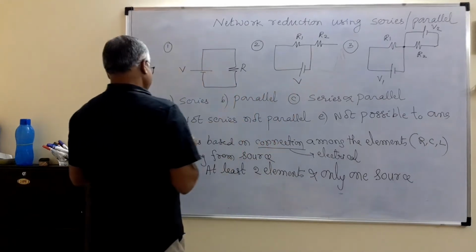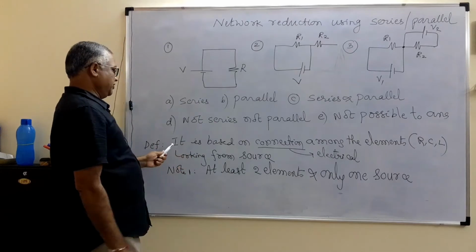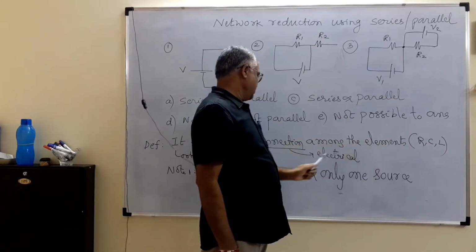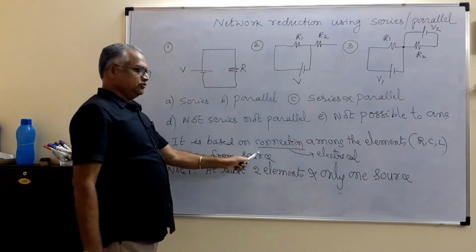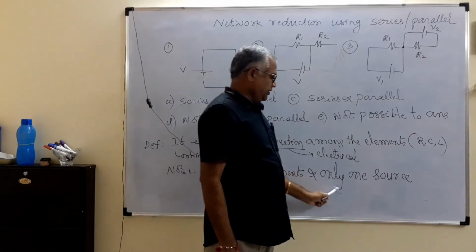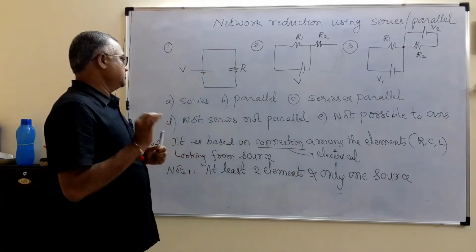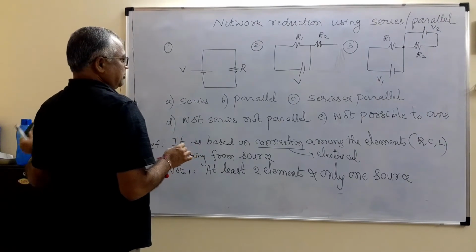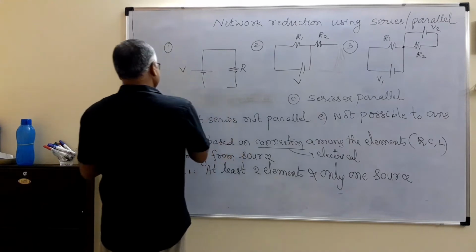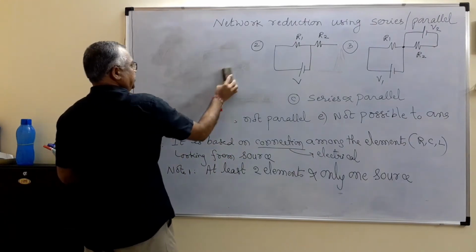So these are some of the best examples to understand series and parallel. Again remember, it is based on connection among the elements looking from the source. The number of elements should be minimum 2 and the number of sources should be only 1. So the series parallel definition is always applicable to a single source problem. That source can be a voltage source, current source, DC, AC, anything.